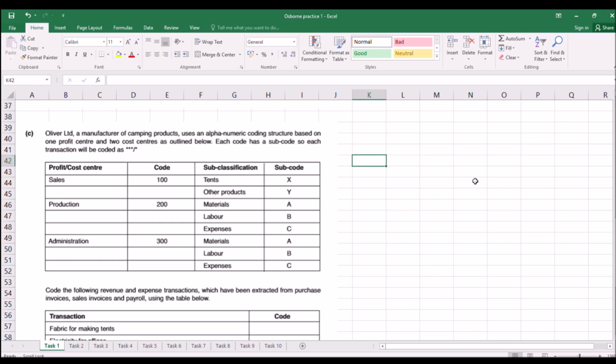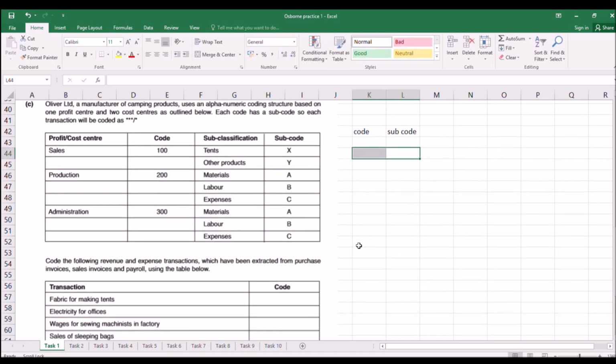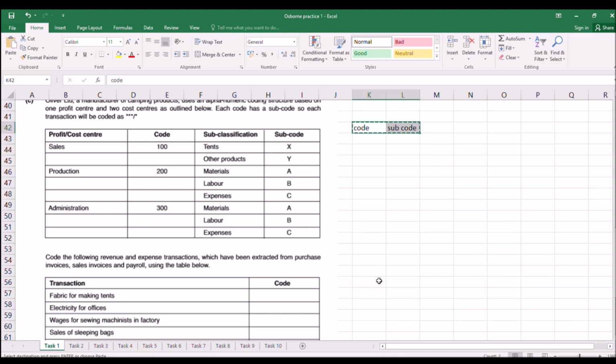Now, what I would always do in your workings, subcode, is do it like this, and then we'll stick it together. And so, alright, we've got it down here. Okay, what we're up to.